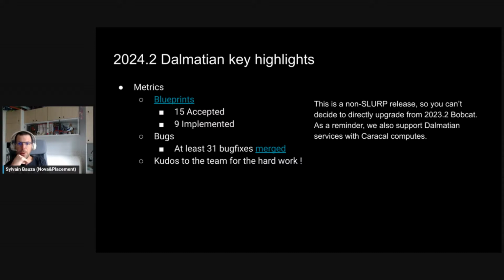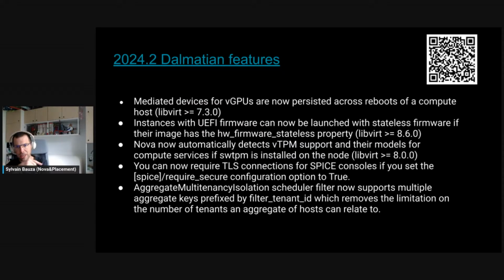About the bug reports, I verified that we had 31 bug fixes that were merged, and I think it was nice. So that means for Dalmatian, maybe we worked more on bug fixes than blueprints, but that's fine. We'll be discussing the features on the next slide. As a reminder, it's a non-SLURP release, so you can't skip Caracal. You need to upgrade to Caracal and then upgrade to Dalmatian. But for the next cycle, you will be able to go directly to Epoxy if you don't want to use Dalmatian.